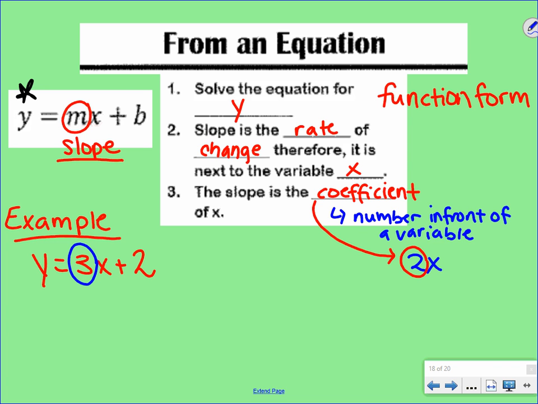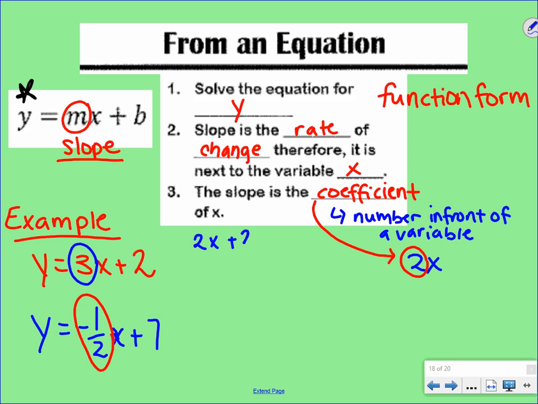What if I gave you the example y equals negative 1/2 x plus 7? What would be the slope? Circle it on your paper. Should have circled negative 1/2. That would be your slope. Now those are pretty nice and easy because they're already solved for y. They're in function form. Now what if I gave you the equation 2x plus 2y equals 4?